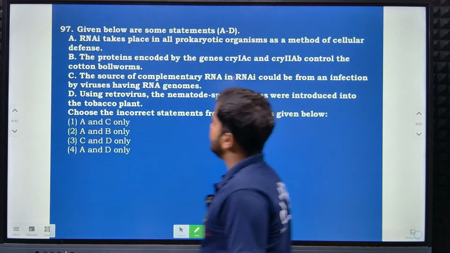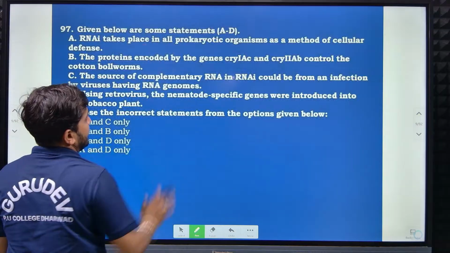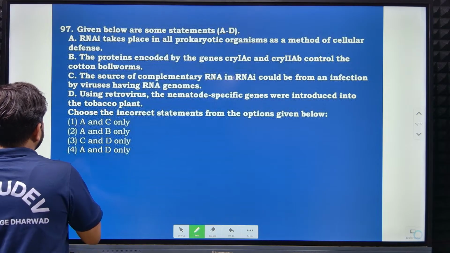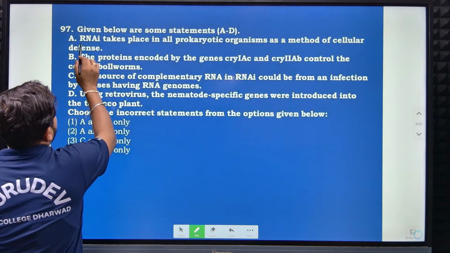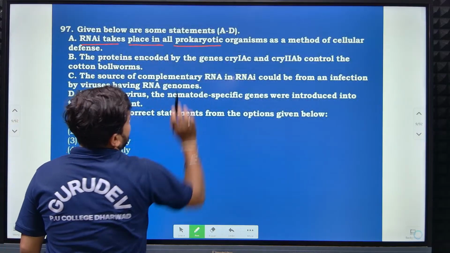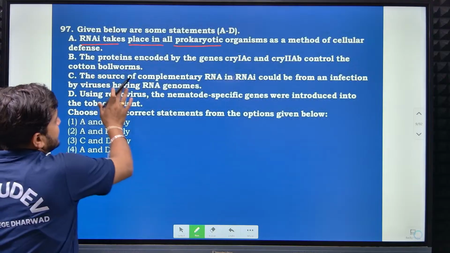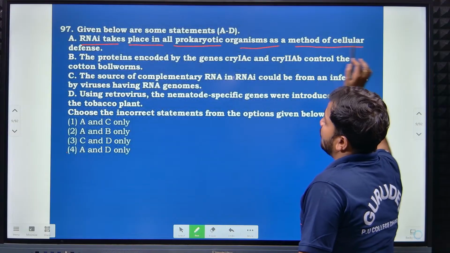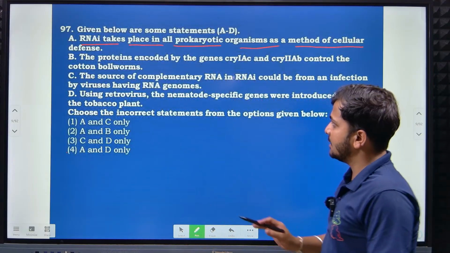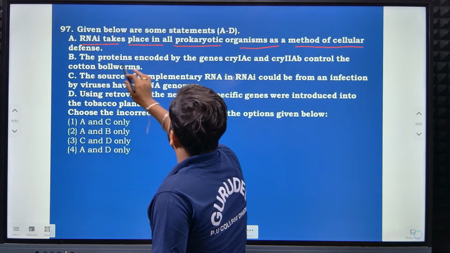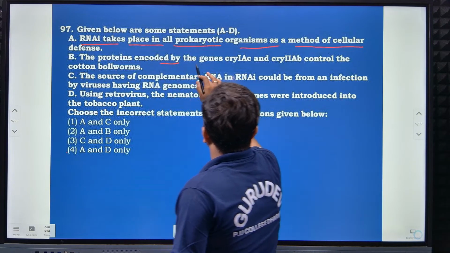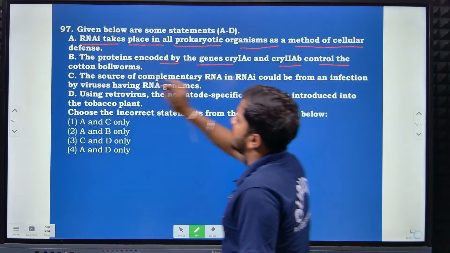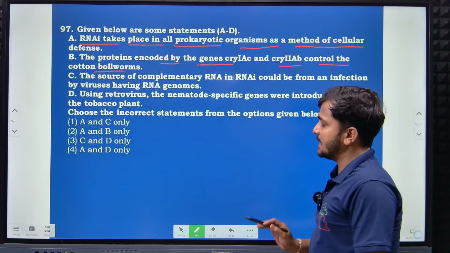Then the next question. Given below are some statements, A to D. Based on that, here they are mentioning, RNAi takes place in all eukaryotes, sorry, in all prokaryotic organisms, as a method of cellular defense. This is one statement. Then a protein encoded by the genes CRY1AC and CRY2AB controls the cotton bollworm. This is the next statement.